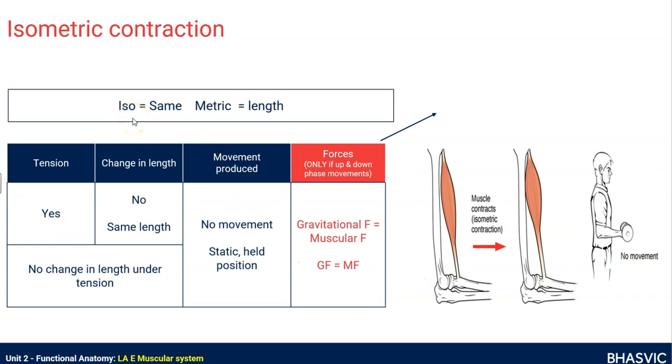So first of all, we can break down the name. The iso part of the name stands for same, and the metric part of the name stands for length. So you can see that the muscle, when it's contracting, is remaining the same length. And that's an important detail that you need to know.